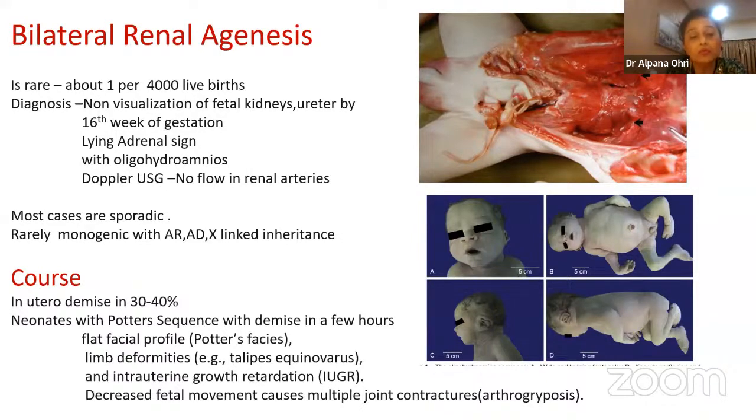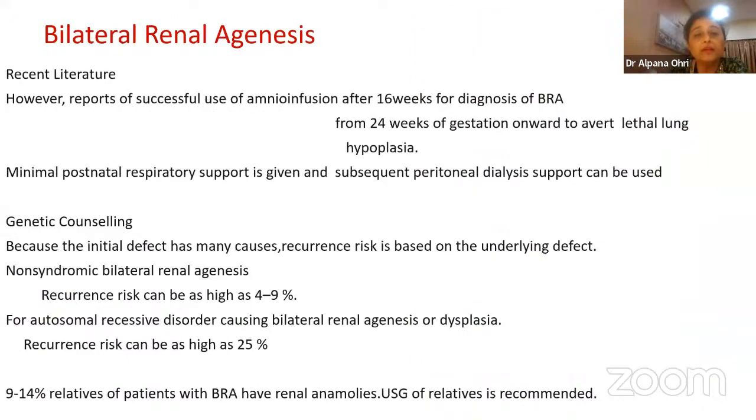And the ones who are born often have Potter's sequence and die within a few hours. They have a characteristic facial profile of Potter's facies with limb deformities, IUGR, decreased fetal movements, joint contractures, and are also known to have a breech presentation more commonly.